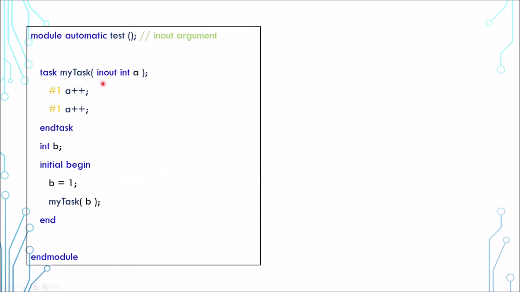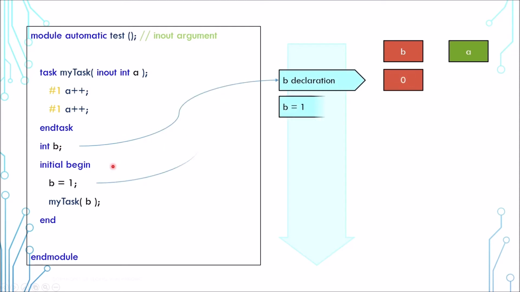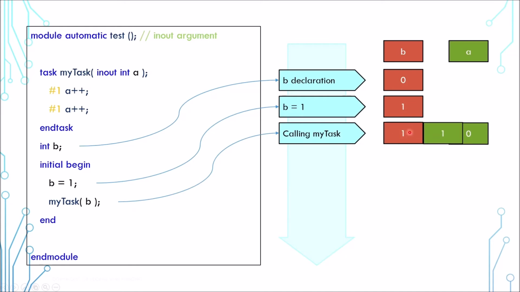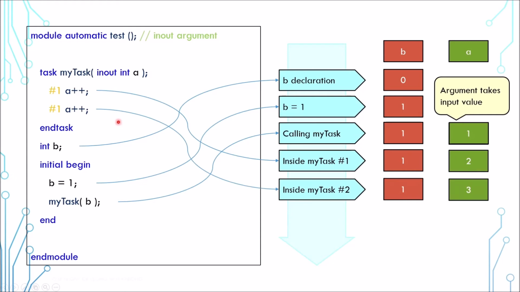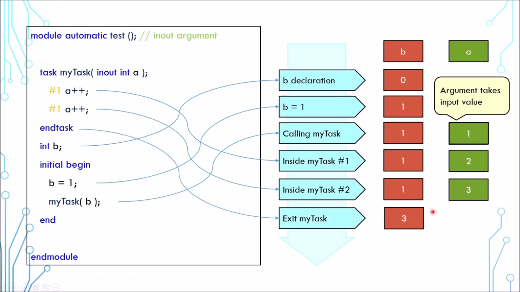Now let's take a look at inout argument. You might have guessed, basically it's a combination in terms of behavior from the last two examples. The beginning is the same. B is created and defaulted to 0, and then B is assigned to 1, and then the task is called and the value of B is passed to the argument A. A is then incremented to 2, and then incremented to 3, and then the task ends, passing back the final value of A to B.